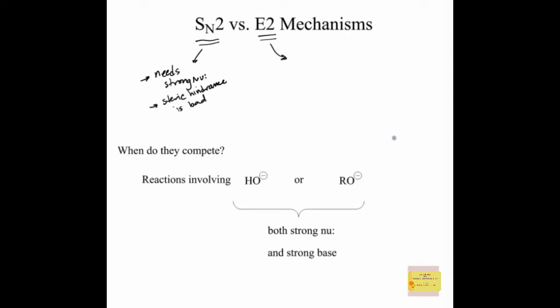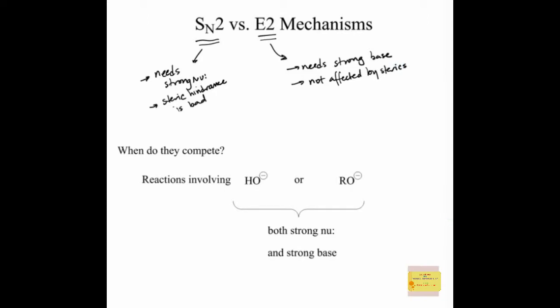What does it require? E2 is when we have something attack a beta hydrogen and form a pi bond and kick out a leaving group. So we're attacking a hydrogen. The E2 needs a strong base. And it turns out that this deprotonation reaction is not affected by sterics. So the sterics is going to be a major factor in making the decision between an SN2 and an E2.